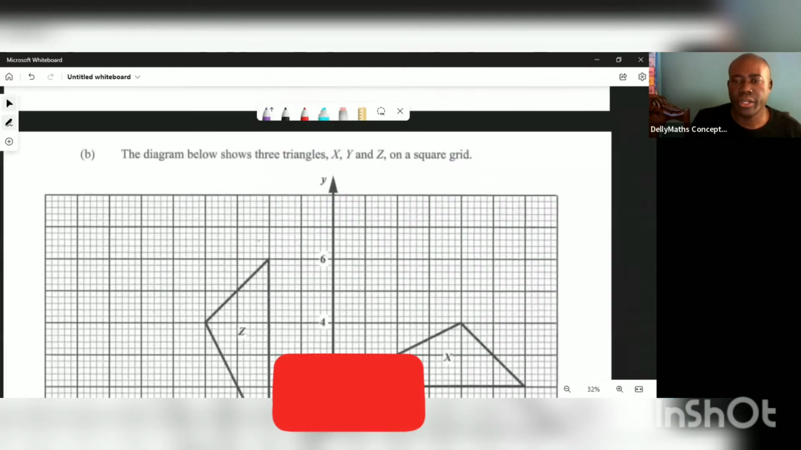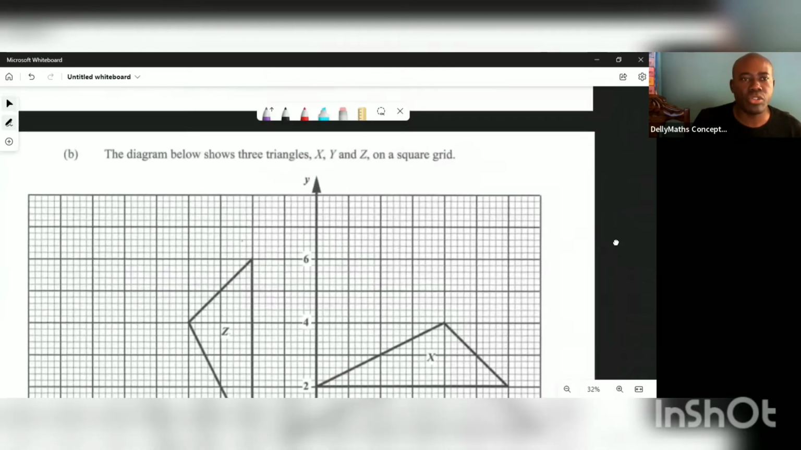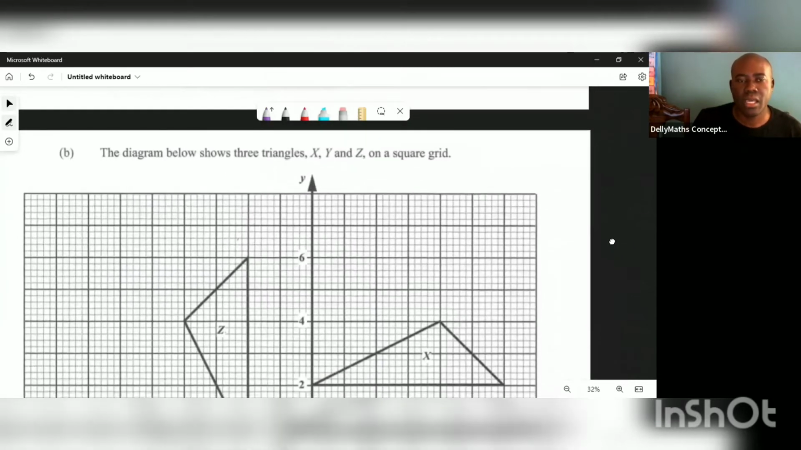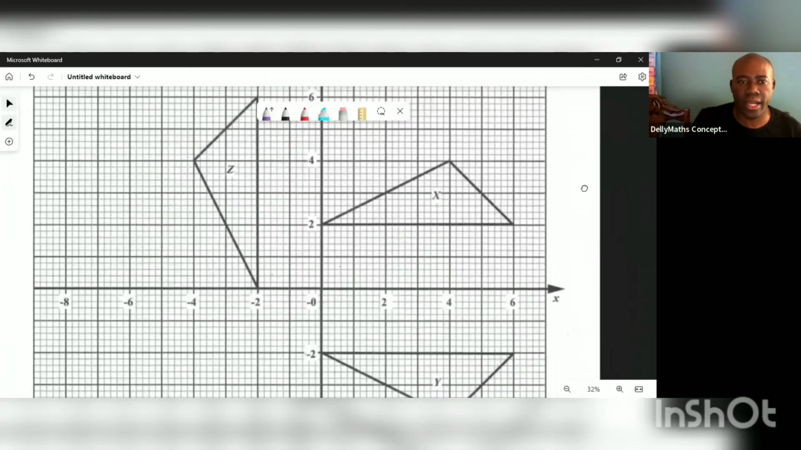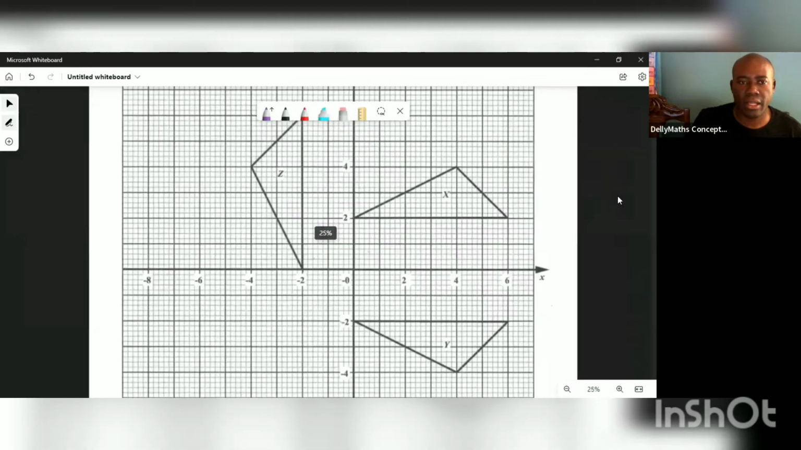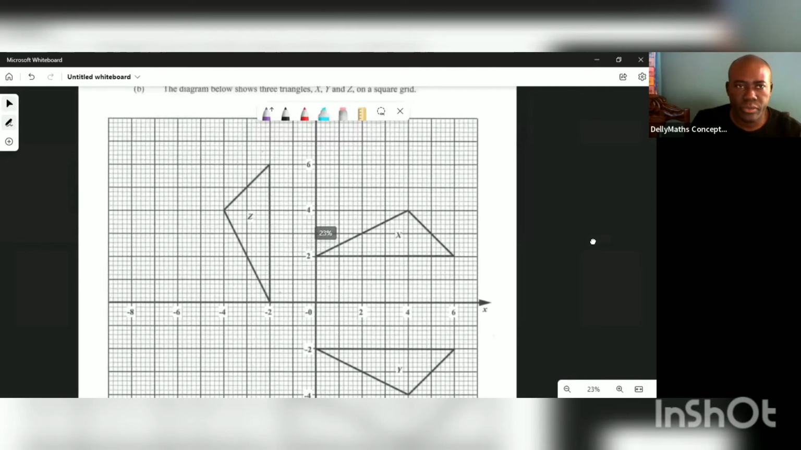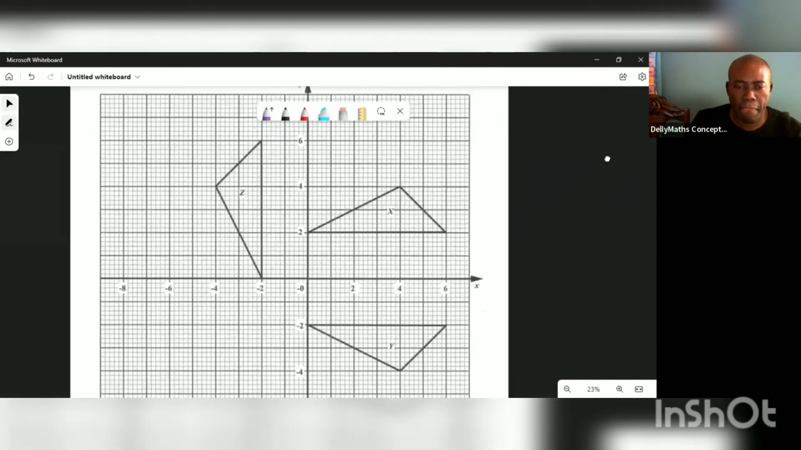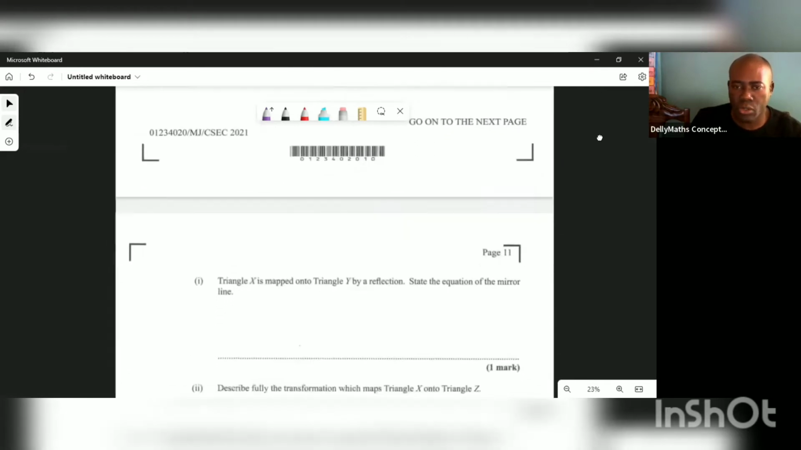All right, so here we have a transformation question. So it says the diagram below shows 3 triangles, X, Y, and Z on a grid. So we're looking at our triangles there. We're looking at X, Y, and Z on the grid. So there we have it, the 3 triangles. All right, so let's see the questions that they're asking. We're probably going to have to go back and forth.